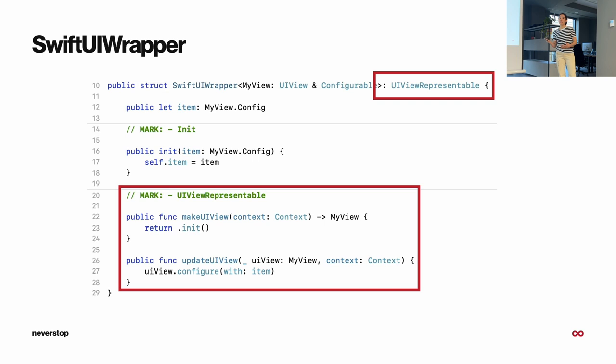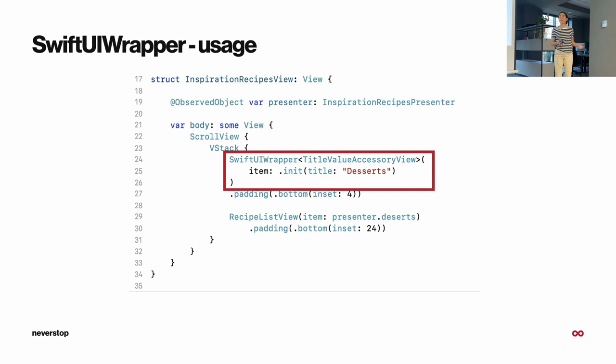Its usage is pretty straightforward. So we're wrapping our UIKit view, and this example is titled ValueAccessoryView, and then we initialize it in whichever way the UIKit component was supposed to be initialized. Then to this view, we can do whatever is valid to do to a regular SwiftUI view. So we can add padding as we did here. We can overlay another component. We can set the width, the frame, play with it. You can do whatever you want.